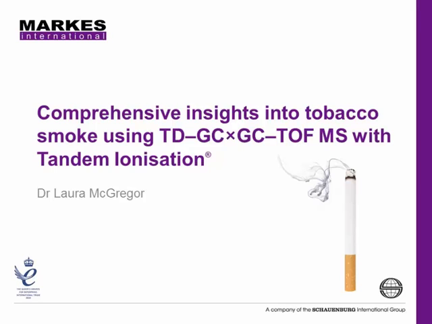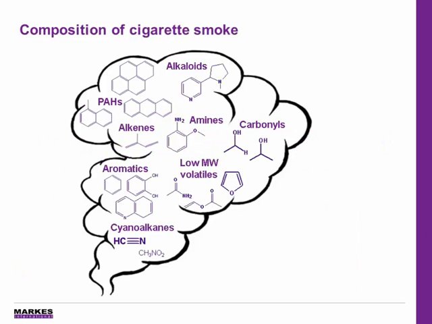Thanks, Rich. This video application explores the use of thermal desorption coupled with flow-modulated TOF MS for sampling and analysis of whole cigarette smoke. Cigarette smoke is a complex mix of thousands of different compounds across a wide range of chemical classes, a small subset of which are shown on the slide. This makes the sampling and analysis a challenging prospect.